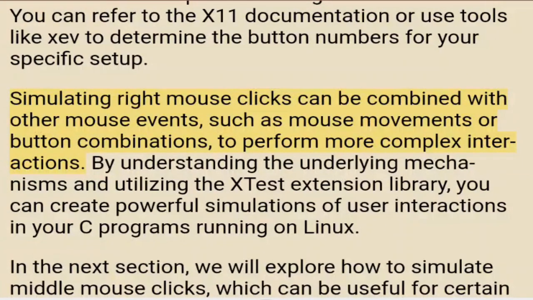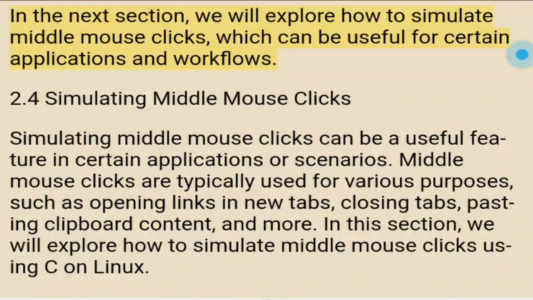Simulating right mouse clicks can be combined with other mouse events, such as mouse movements or button combinations, to perform more complex interactions. By understanding the underlying mechanisms and utilizing the XTest extension library, you can create powerful simulations of user interactions in your C programs running on Linux. In the next section, we will explore how to simulate middle mouse clicks, which can be useful for certain applications and workflows. 2.4 Simulating middle mouse clicks. Simulating middle mouse clicks can be a useful feature in certain applications or scenarios.